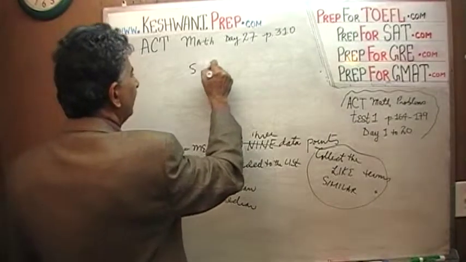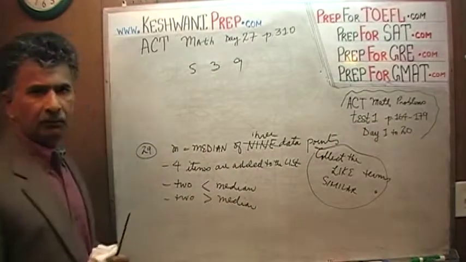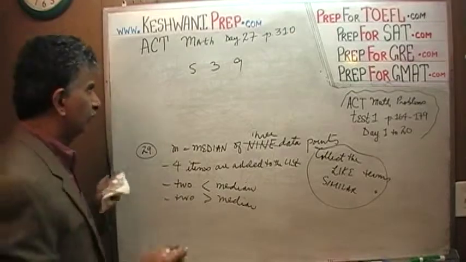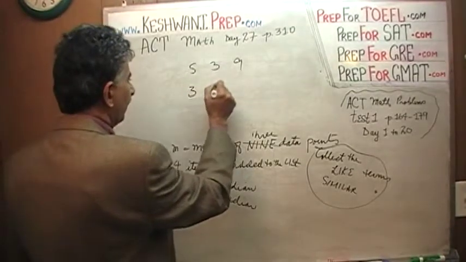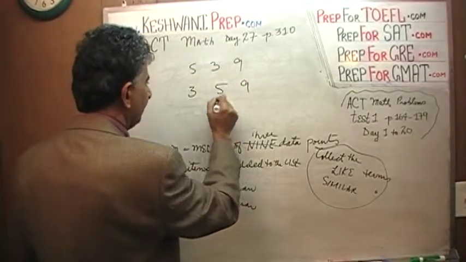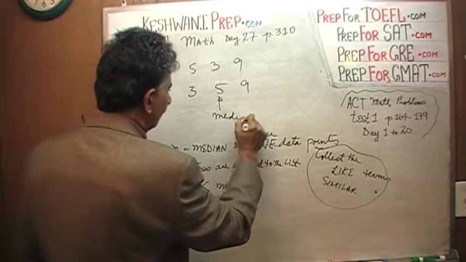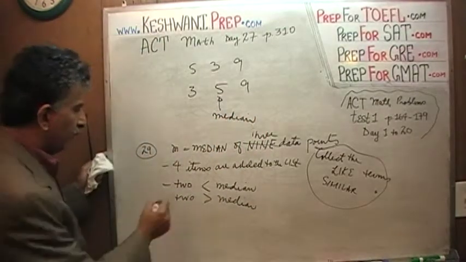5, 3, and 9. Well, first thing we have to do is arrange them in order. So let's do that. 3 is the smallest one, then 5, and then 9. So this is the median. So far so good. Now we want to add 4 items.